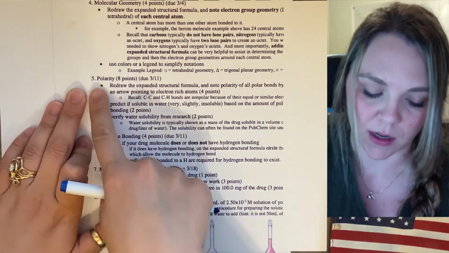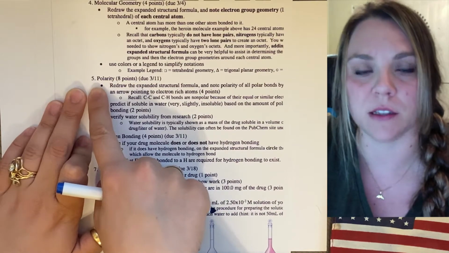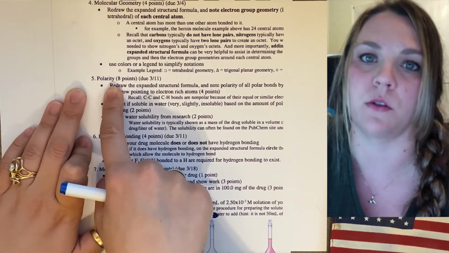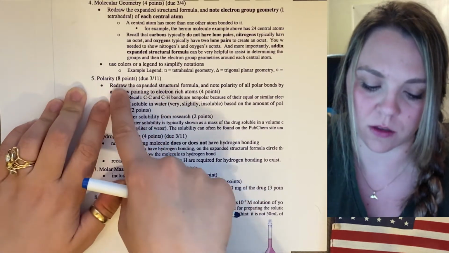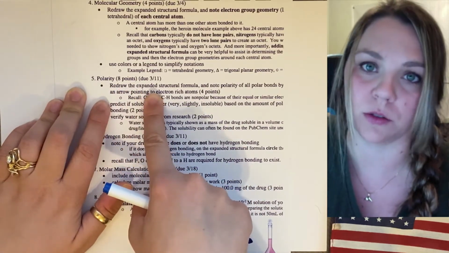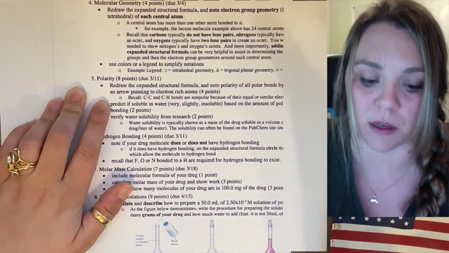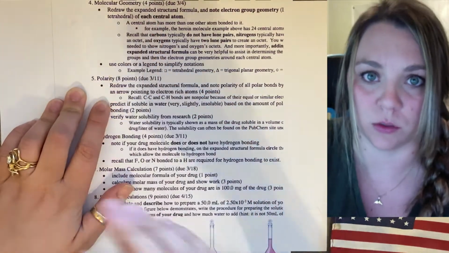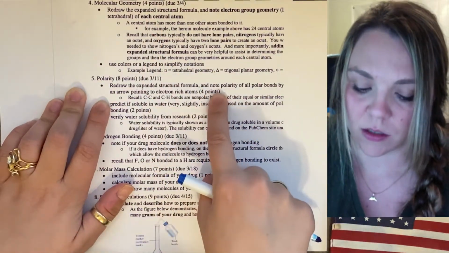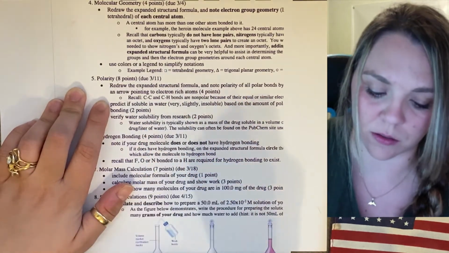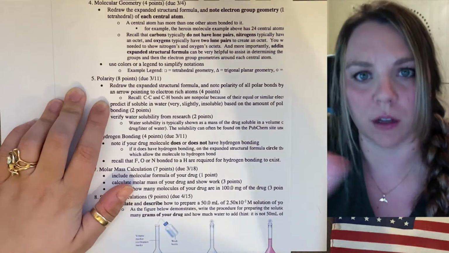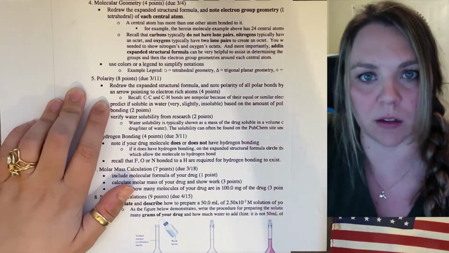Okay, so task 5 is asking you to look at the polarity of your molecule, whatever your drug is. You're supposed to redraw the expanded structural formula, the actual expanded one that you already did, just redraw it. And note the polarity of all polar bonds by drawing our dipole arrows, okay?